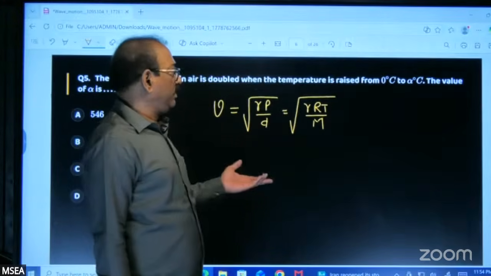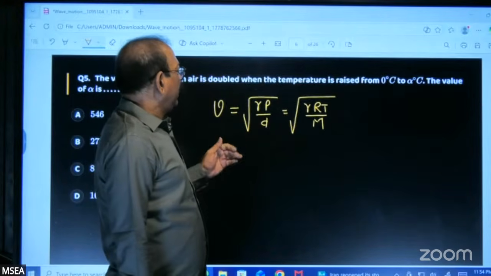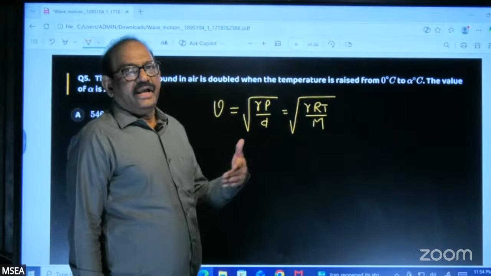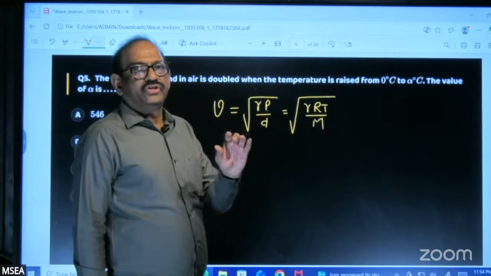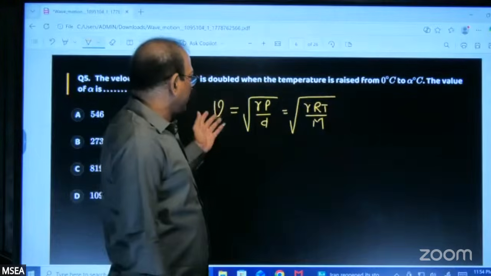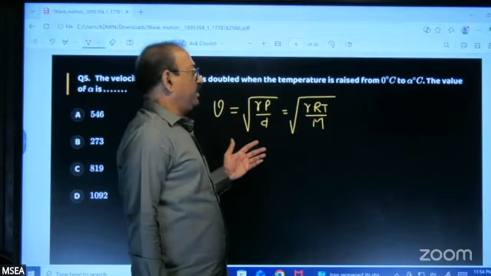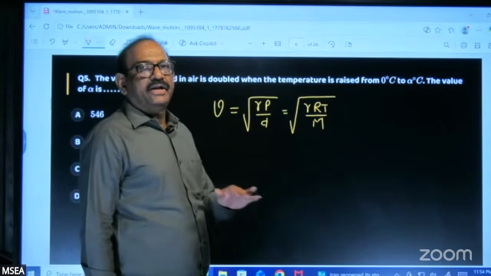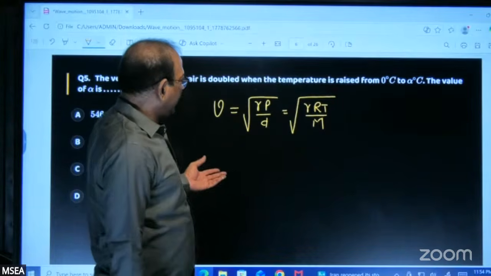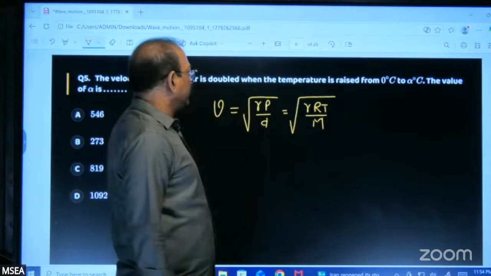That was corrected later by Laplace, who suggested that the pressure and volume of the gas change when a longitudinal wave travels through it, but the changes are not isothermal, they are adiabatic. Sudden changes are always adiabatic. So the adiabatic bulk modulus should be taken.